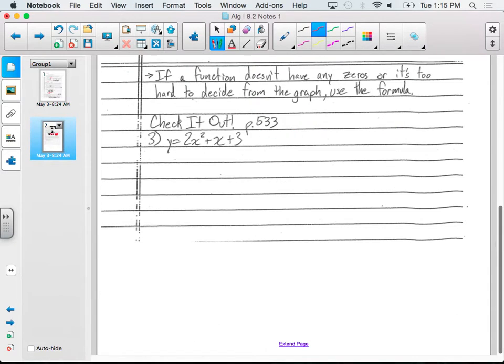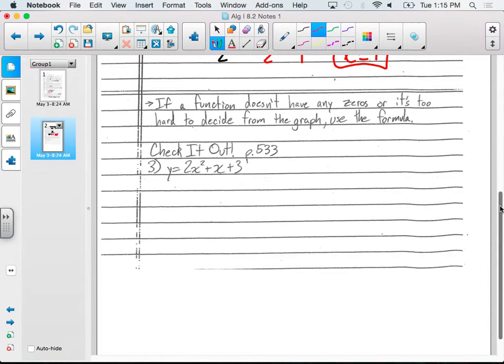Alright, last little part here. Isaiah? Yes. So we only have to do x equals 1 for when we're doing the axis of symmetry? Yes. Whenever you're doing the axis of symmetry, you have to have x equals something.